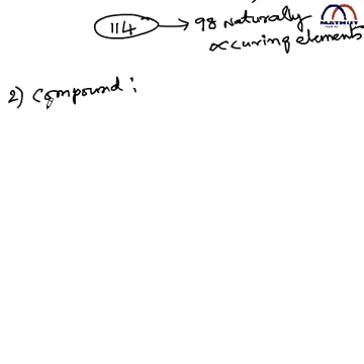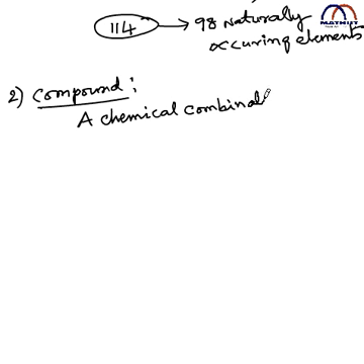What is this compound? Let us see. The compound is nothing but a chemical combination of two or more than two elements in a fixed ratio by mass. I repeat again, a compound is a chemical combination. I will tell you the meaning of this chemical combination. It's a very important thing.